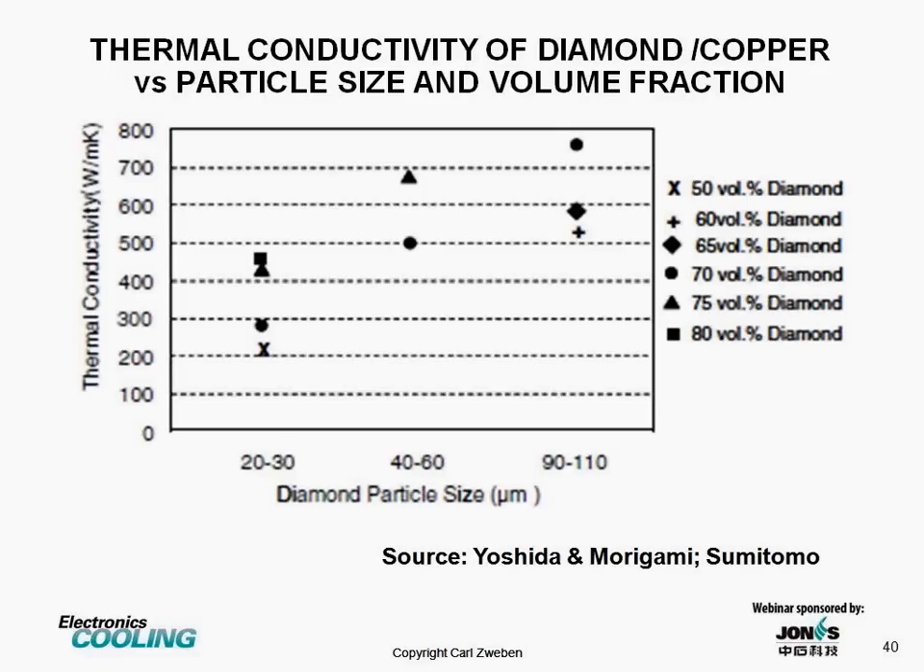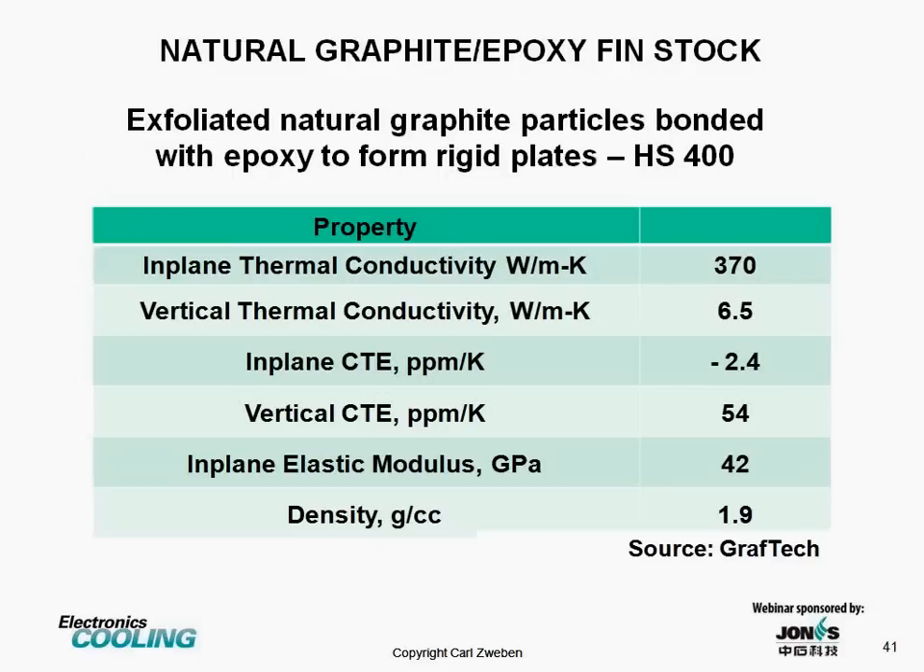In this chart, we look at thermal conductivity as a function of both diamond particle size and diamond particle volume fraction. So we see that whereas coefficient of expansion only depends on volume fraction, thermal conductivity depends on volume fraction of the diamond and the size of the diamond particles. And as you can see, top right, we can get up to almost 800 watts per meter Kelvin. This would be isotropic for relatively large size diamond particles.